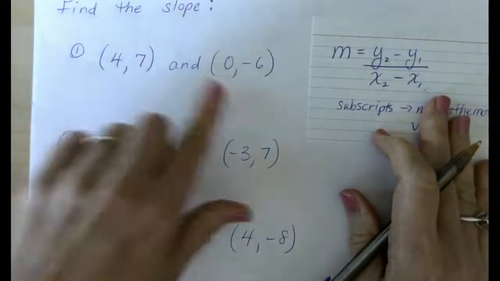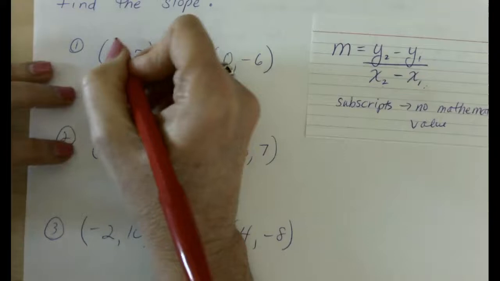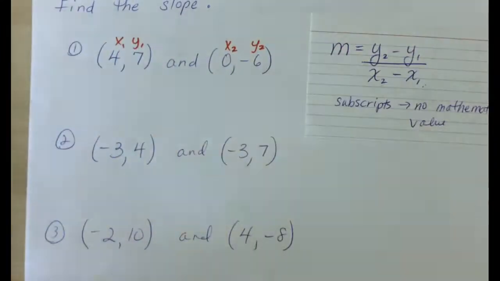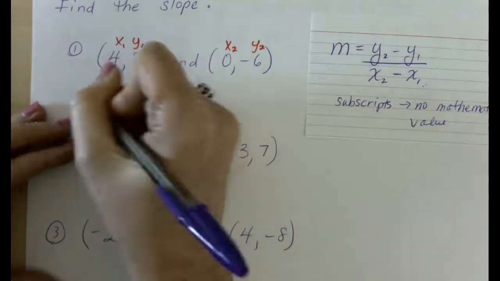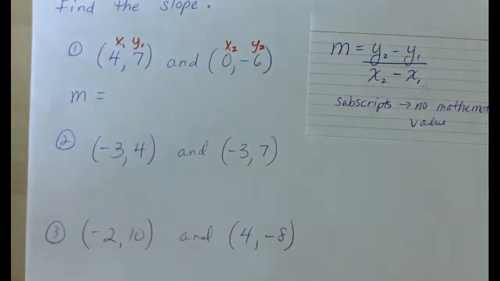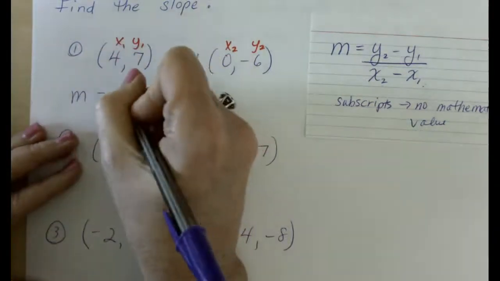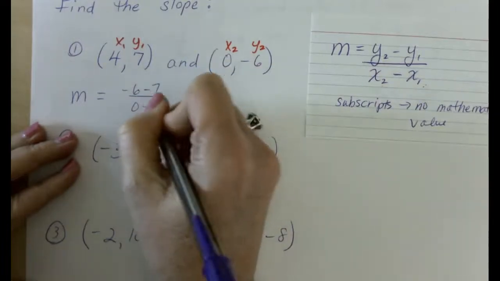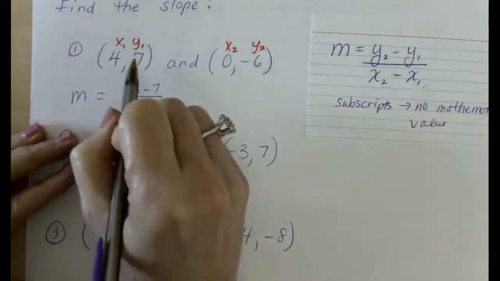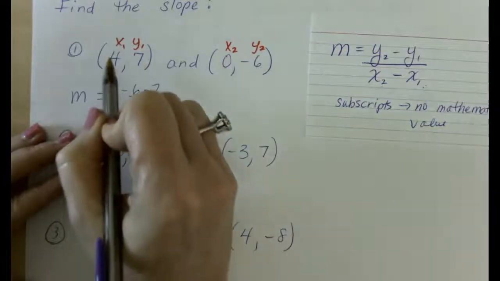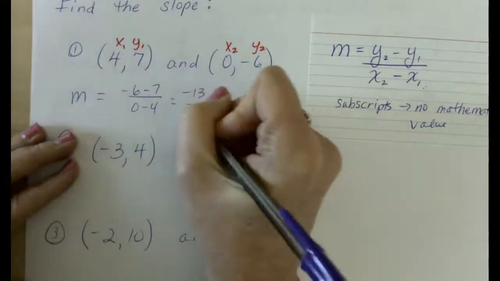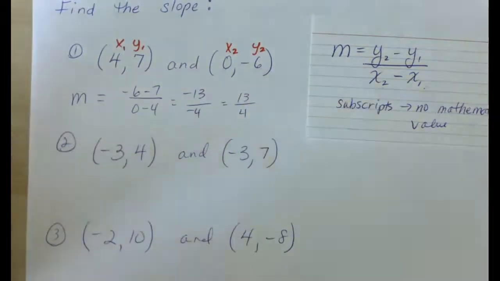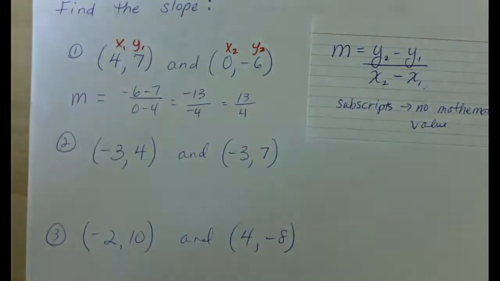So if we are going to plug these into the slope formula, this is x1, this is y1, this is x2, this is y2. So plugging them into the slope formula, in order to find the slope, slope is lowercase m, remember, we will get negative 6 minus 7 over 0 minus 4. That is negative 13 over negative 4, which is the same as just 13 over 4. No need to reduce the fraction.